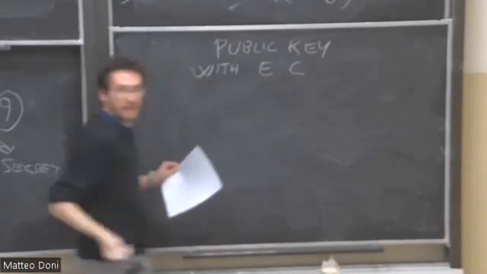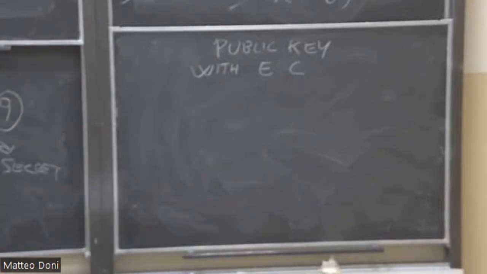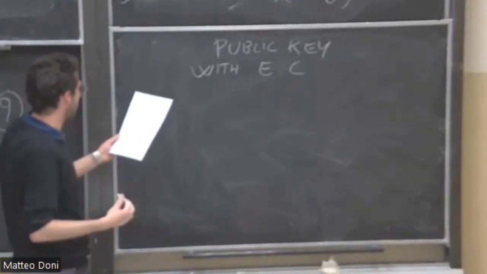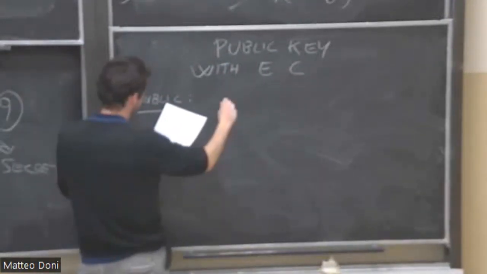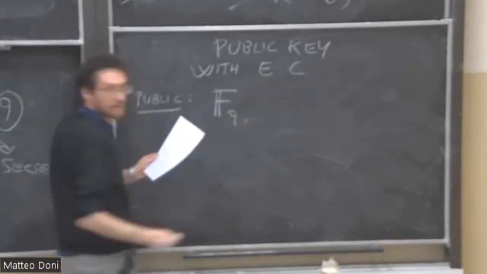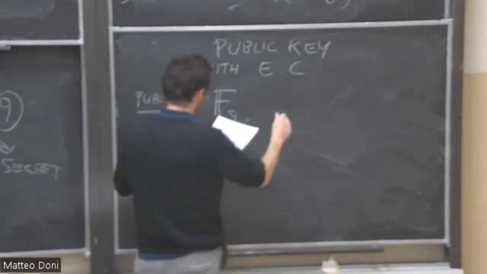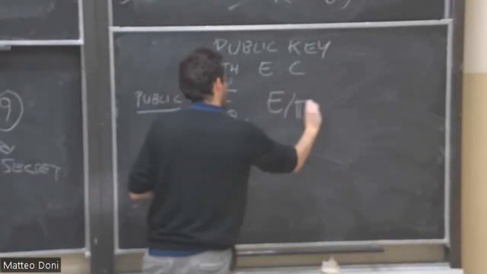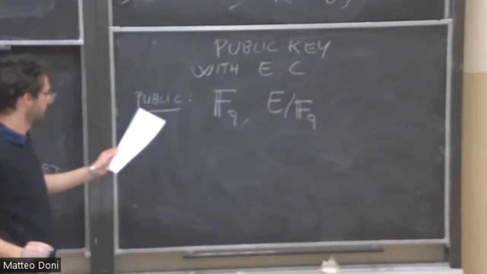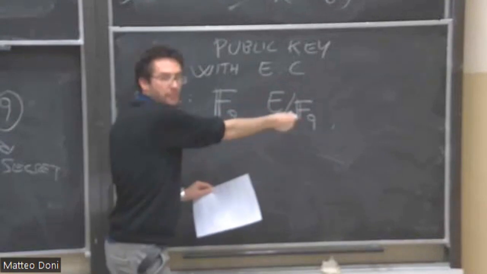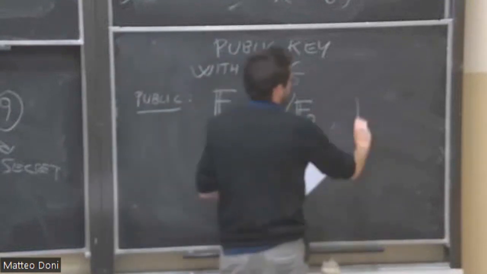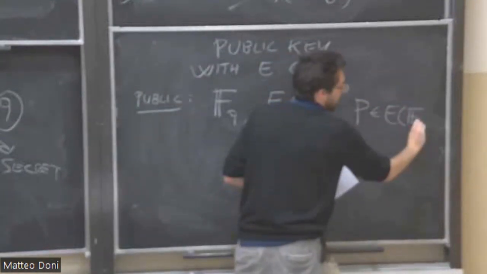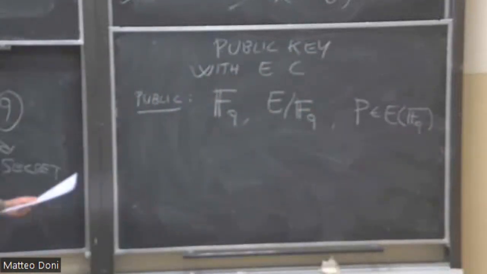with elliptic curves. So instead of just using an integer and looking for its factorization, the problem now is that you have these public elements, which are a finite field, F_q, and an elliptic curve over the finite field. So this is a finite number of points, but q may be big, so this may be a big number of points. And a point on the curve. These are the public data.